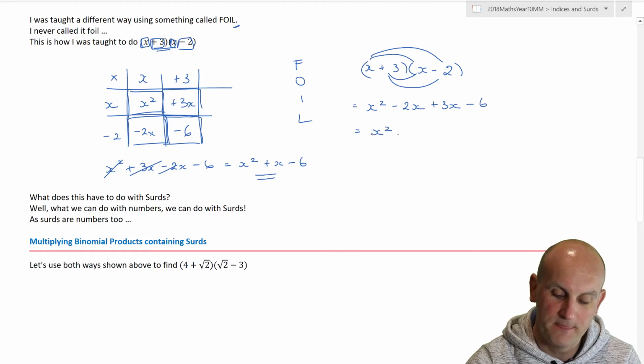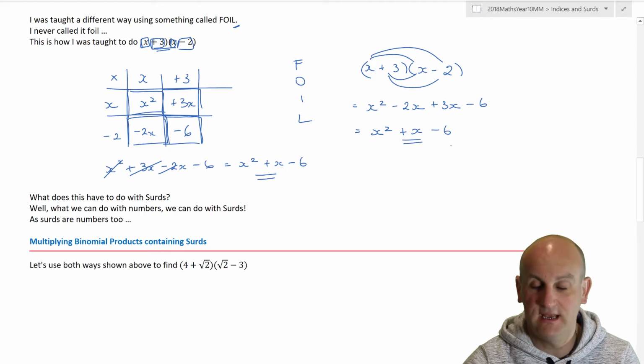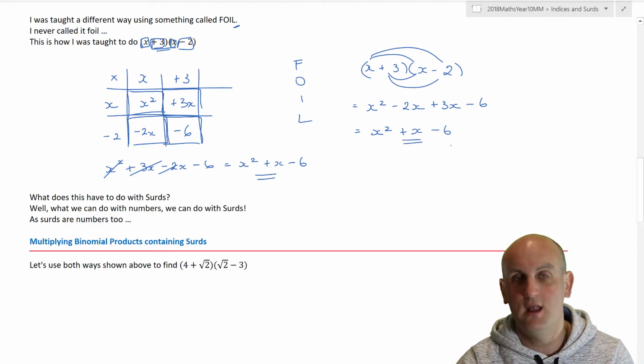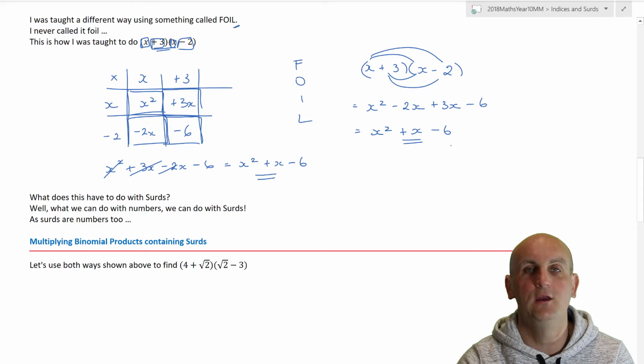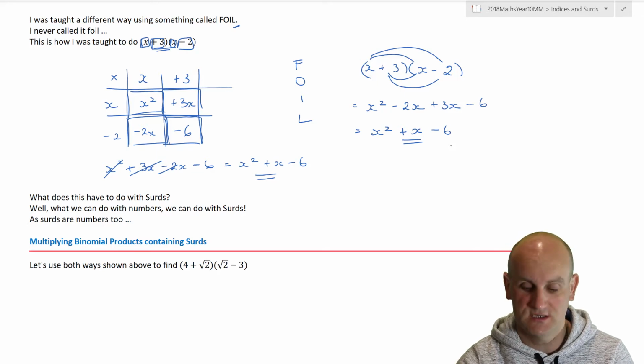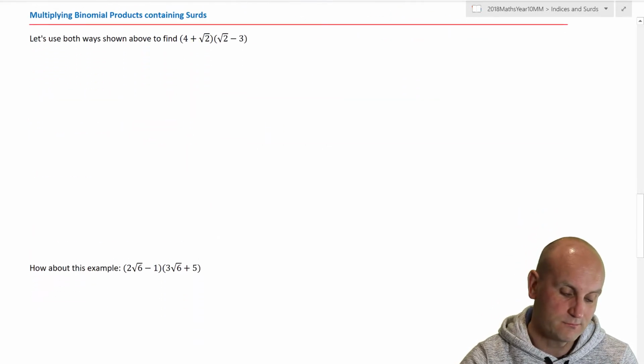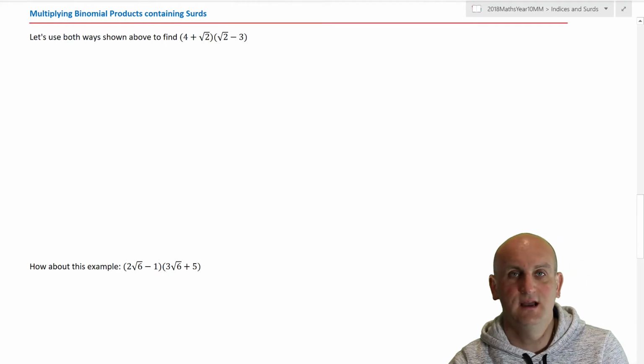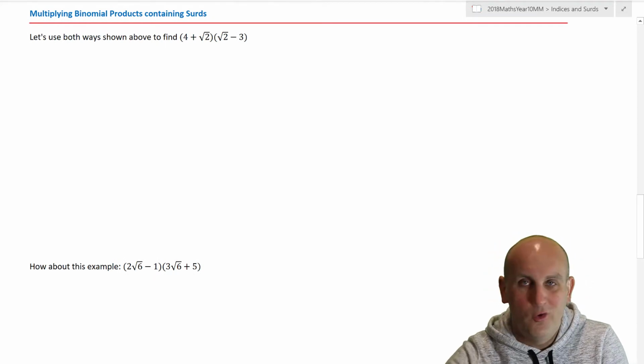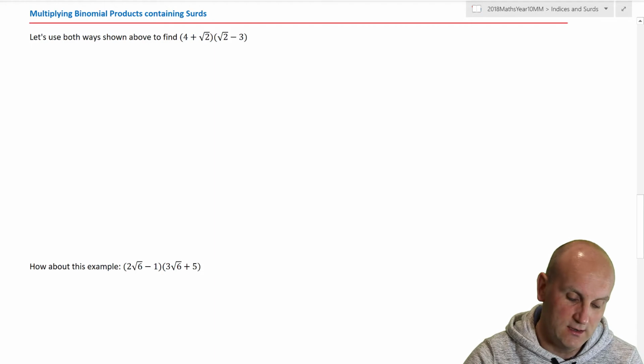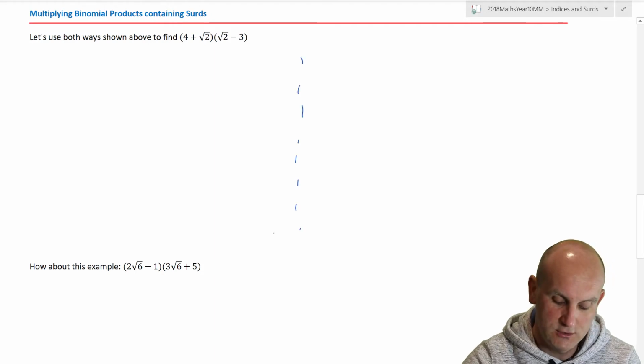So I get x squared minus 2x plus 3x is again plus x and minus 6. Now, it's totally up to you what you use. Nowhere in maths does it state the way you have to do this. It's whatever you decide is the best way for you. And basically, we can use this idea to multiply surds or all sorts of different things. All right, so let's do both ways to do this example here.